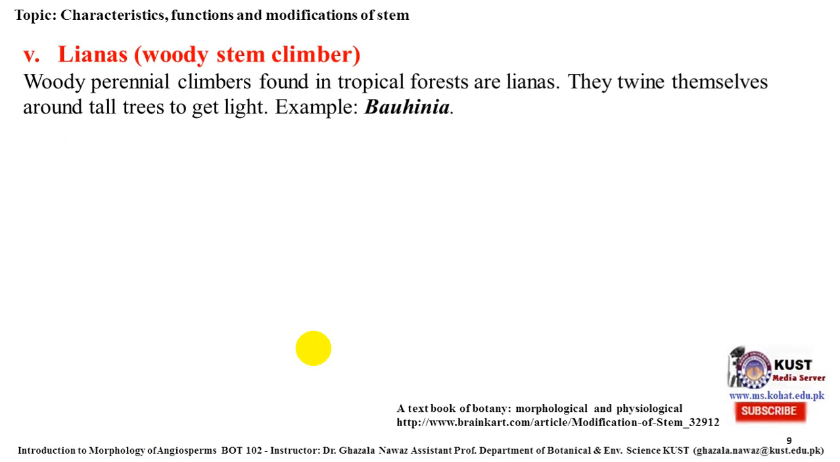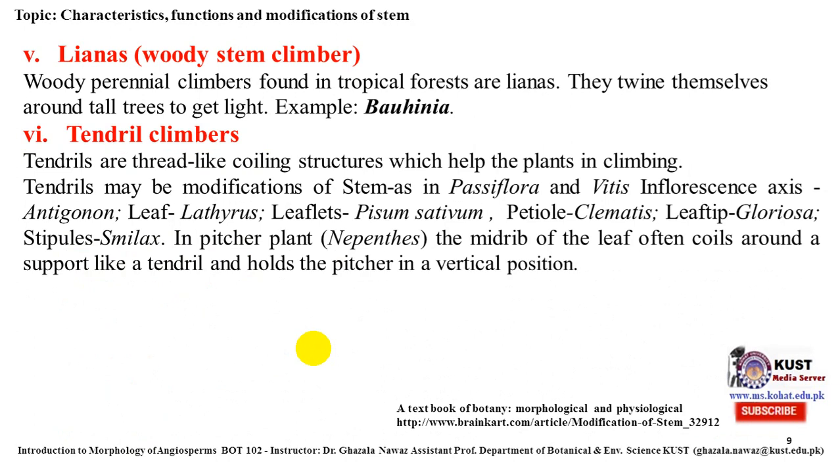The next type of climber is the woody stem climber, or the Lianas. Lianas are woody perennial climbers found in tropical forests, and they twine themselves around the tall trees to get light. For example, Bauhinia is one of the very common examples.